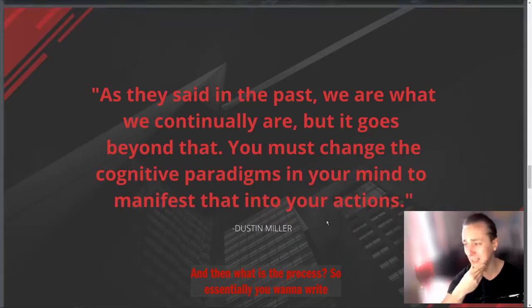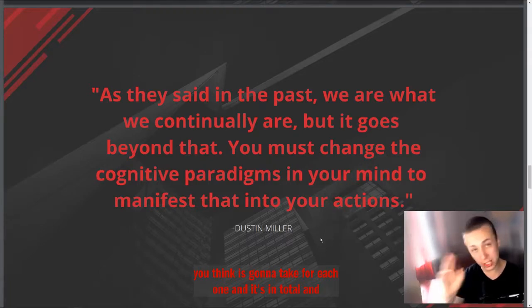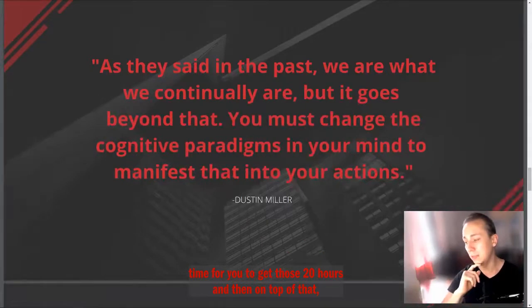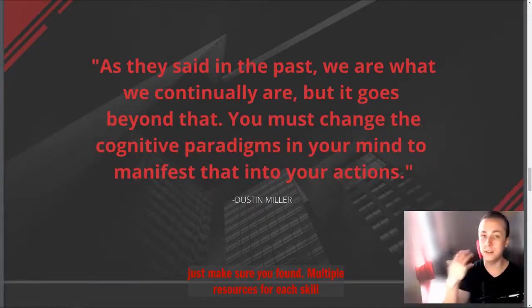And then what is the process? So essentially you want to write down 3 ideas that you want to work towards. Just 3 simple skills that you want to try to learn. Take a moment to decide how long you think this is going to take for each one and in total. And don't let the time difference discourage you. Sometimes it may take a while to learn a skill. It may take 20 hours to actually learn it proficiently, but it's still going to take time for you to get those 20 hours. And then on top of that, just make sure you found multiple resources for each skill.